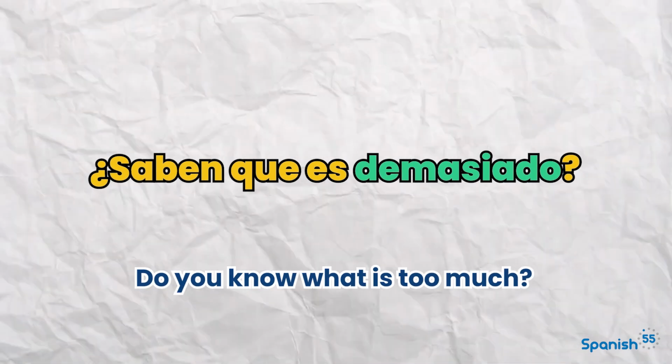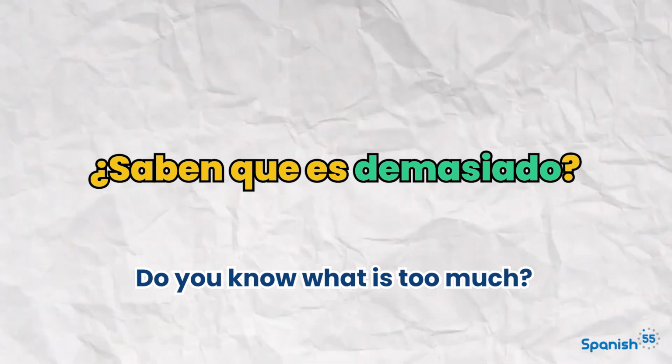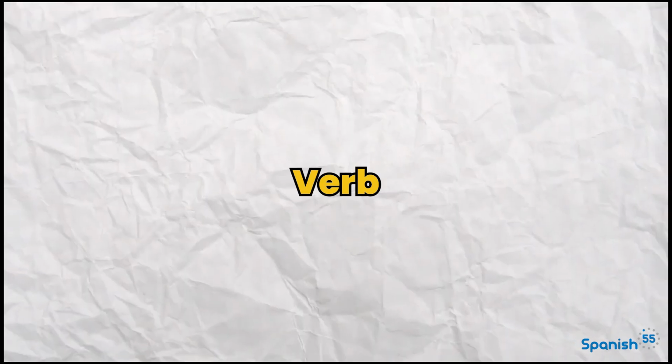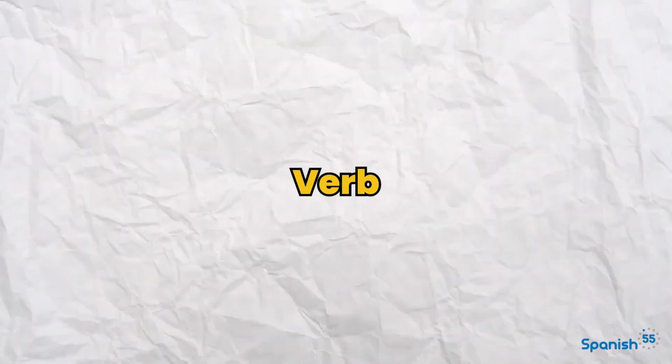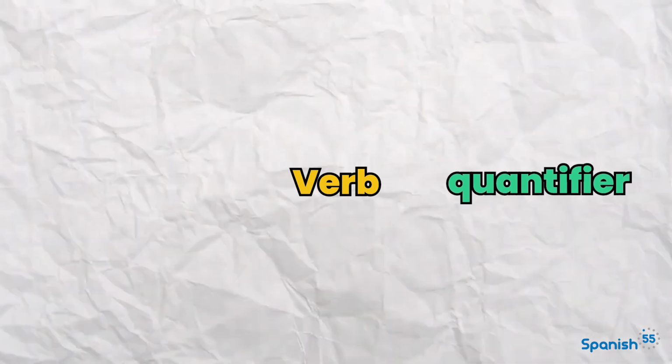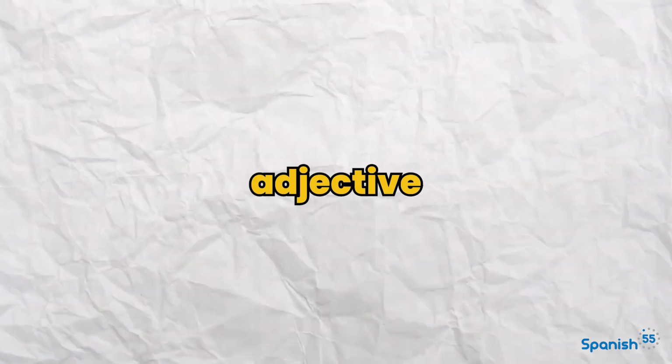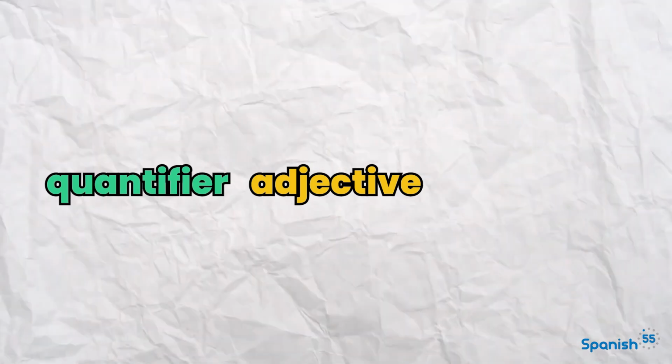¿Saben que es demasiado? Escúchenme todos. When used as adverbs, quantifiers can modify an adjective, a verb, or another adverb. In these cases, they do not change in gender or number. When they modify a verb, they're placed after the verb. But when they modify an adjective or another adverb, they're placed before it.